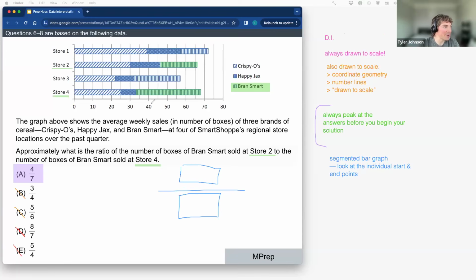And I will have to go through and mark off, okay, so this one starts at like 46 and it goes all the way up to 66. So I'm looking at a total of 20 units right there. That's where you got to do that kind of thinking. But otherwise, your eyes are going to get you really far in data interpretation.